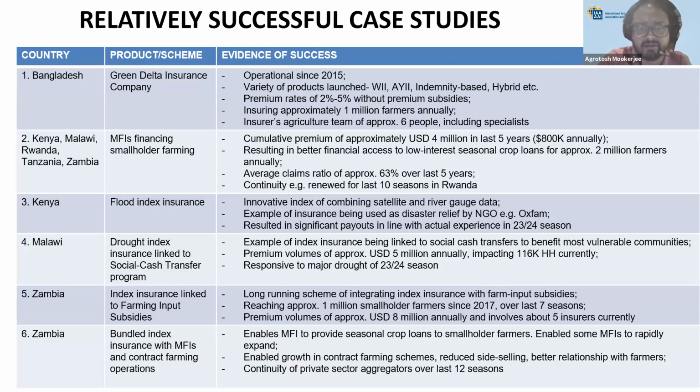So for example, in Bangladesh, we see that parametric products have been going on for over a decade now without any government subsidies. And they're going on, albeit with challenges, but there are fairly large numbers of farmers, hundreds of thousands of farmers being insured on an annual basis, which is still a very small number given the population of Bangladesh. But that's one area where we see good continuity over the last decade.